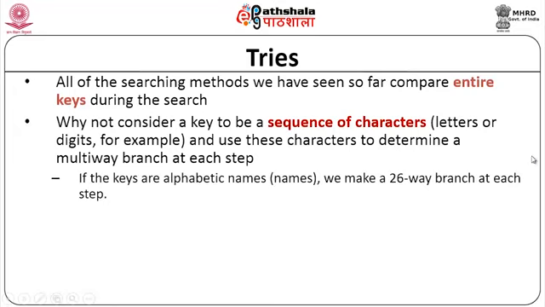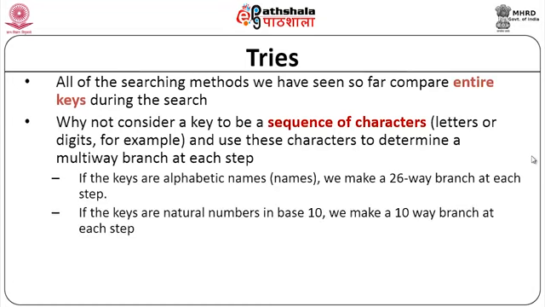If the keys are alphabetic names, for example, we may make a 26-way branch at each step. It is basic, because you have A, B, C, D, E, F, G, H, I, J, K, and so on, 26. You could have had capital letters separately, that is a different way. But here we will talk about 26. Suppose the keys are natural numbers, only natural numbers to the base 10, then you can have a 10-way branch. So, the multi-way branching of the tree is determined not by what type of tree it is, but by the number of characters that can occur in the key.